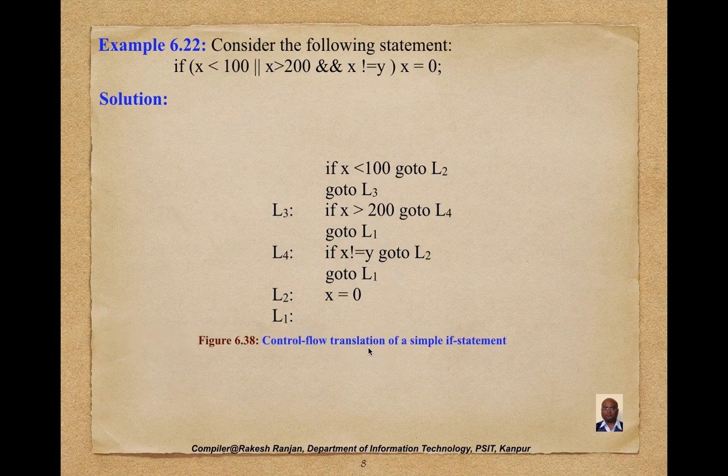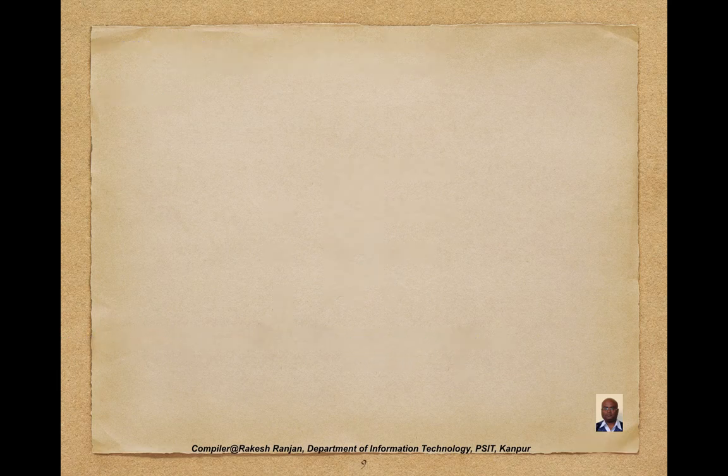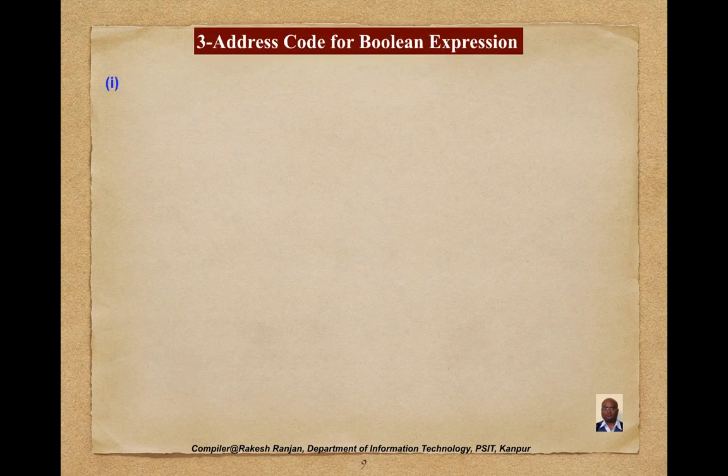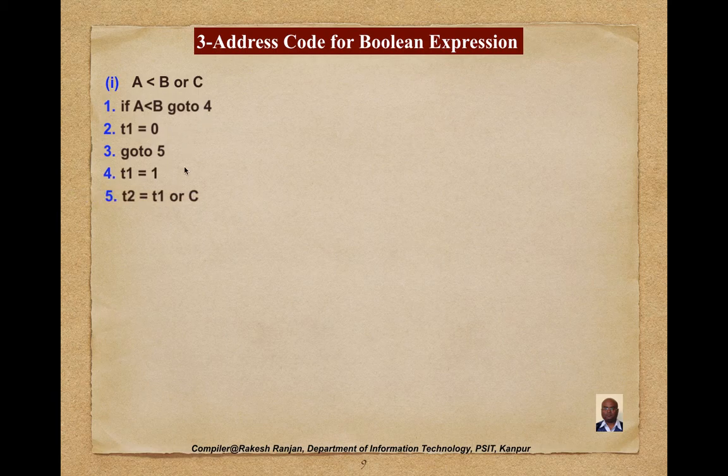Control flow translation for the simple if statement. This one is an example. Three address code for the Boolean expression. One more example I have taken, for a is less than b or c. If a is less than b then go to 4, which indicates that a is less than b actually, otherwise t1 is 0, otherwise t1 is 1. Go to 5 from here, and then t2 equal to t1, so t1 is placed at t2 and the or operation can be done here.